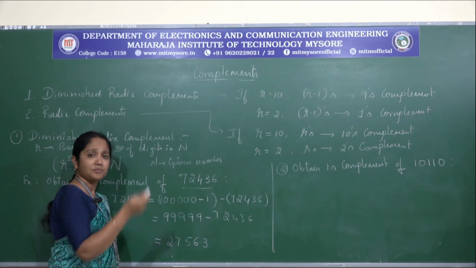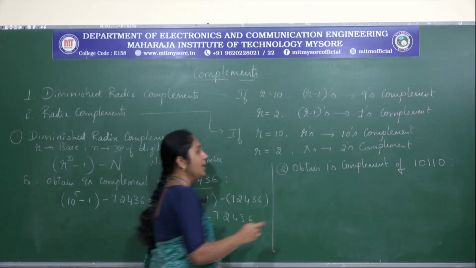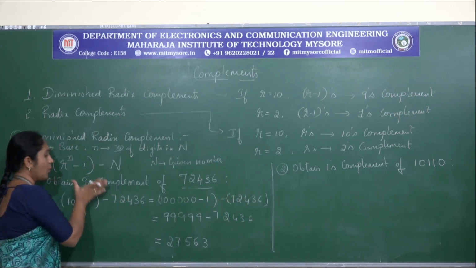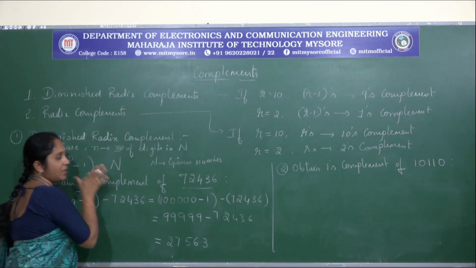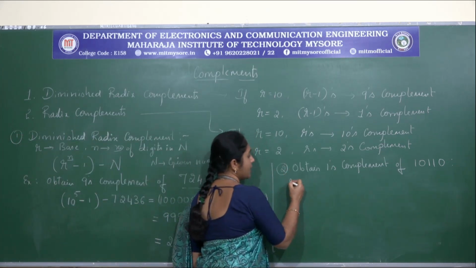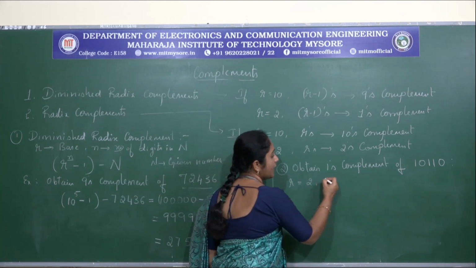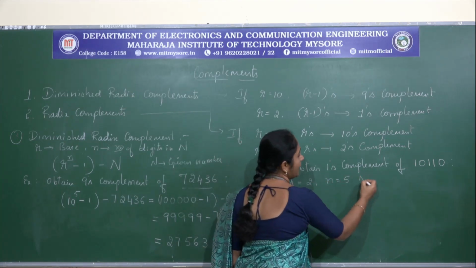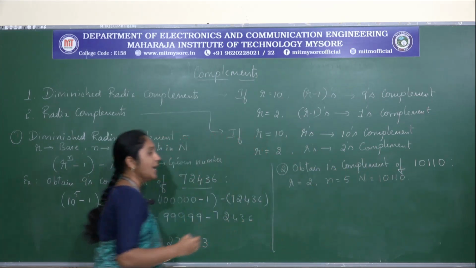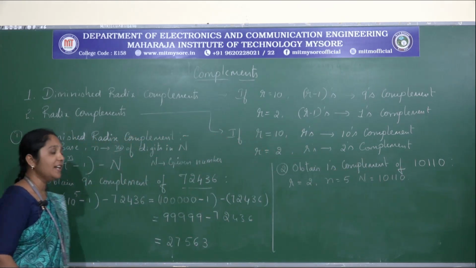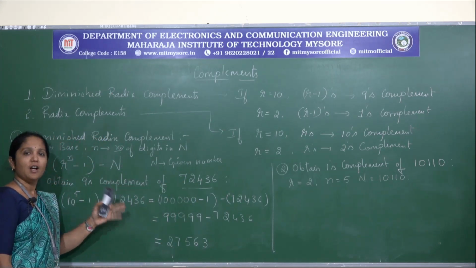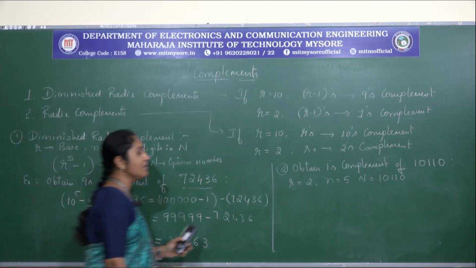Yes. Now in 1's complement, what are we supposed to do? We are supposed to use the same equation here, okay. Let us use the same equation. So how many digits are there? Base is 2, r is 2, small n is 5 and capital N is 10110, okay. Now let us use the formula, later I will tell you a very simple method. Now let us use the formula and obtain the 1's complement of the given string.